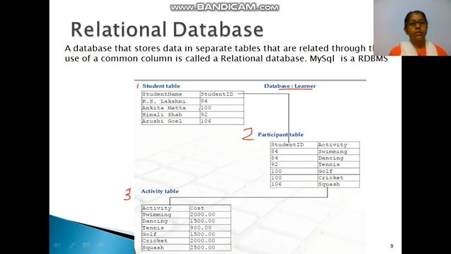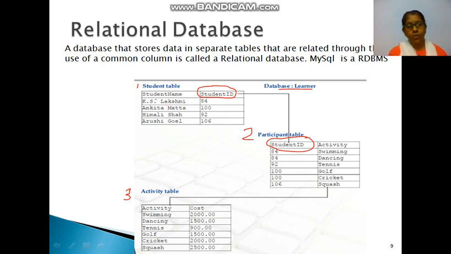Okay, so let's look at the first table and the second table. What is the relationship between these two tables? See, look at this student ID. Here also there is a student ID. So these two tables are connected using this student ID.